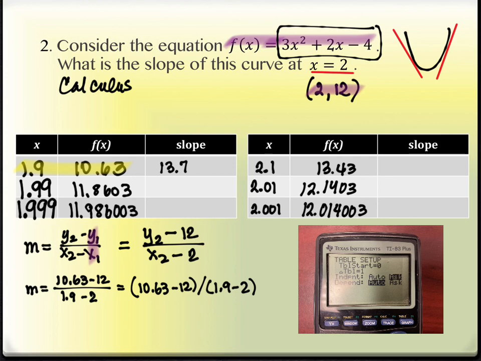I'm hearing echoes. Wonderful. Okay, let's do the same thing, but now it won't be 10.63 and 1.9. It'll be 11.8603 and 1.99. So I'll write this next one down, and then I'm probably not going to write any more after that because you'll see the pattern. So now I'm doing 11.8603 minus the 12, so I'm still doing minus 12, over 1.99 and still doing minus 2. So this is my first slope, and this is my second slope, M1 and M2.